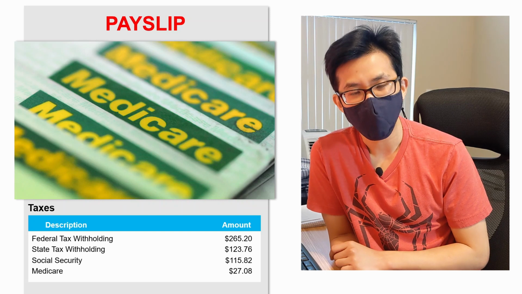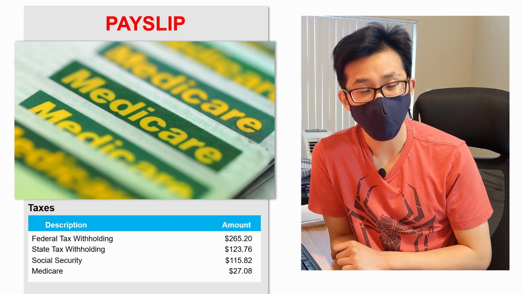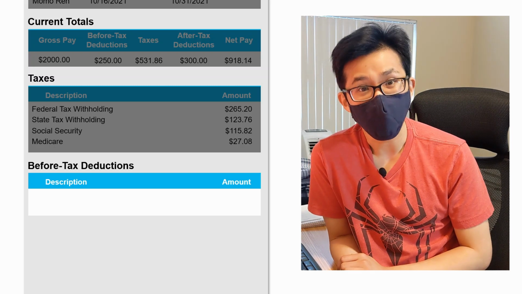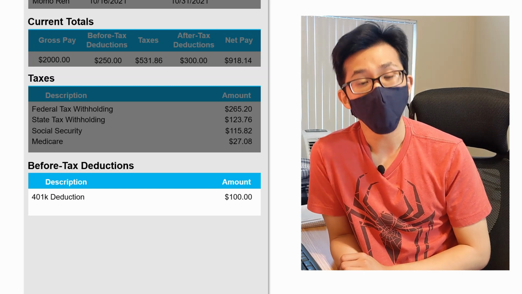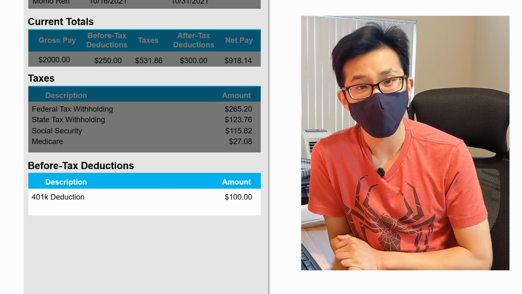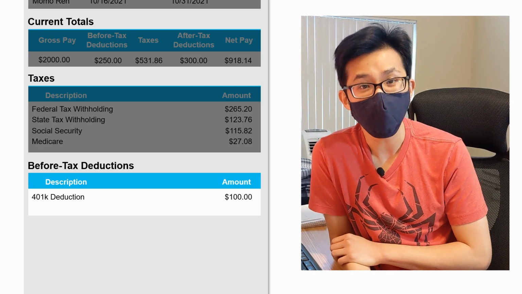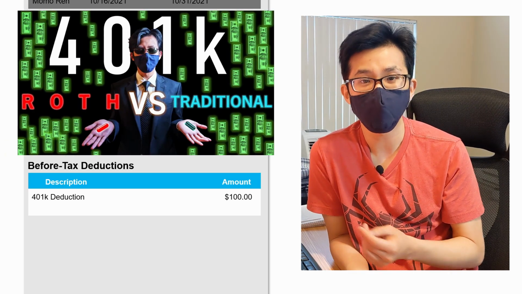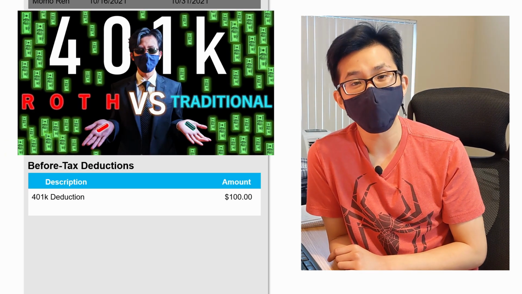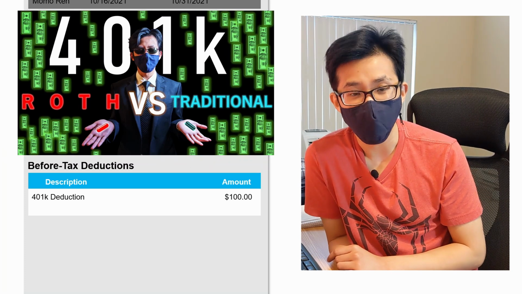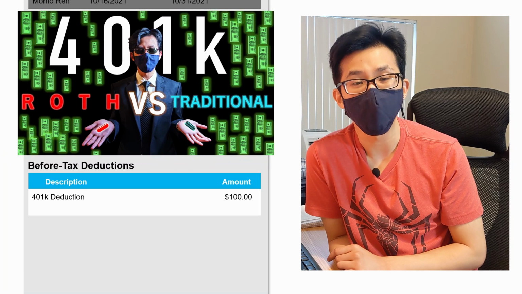Now that we know the types of taxes that will be imposed upon you, let's talk about before tax deductions. These can include things like your 401k deductions. If you contribute to a pre-tax 401k or a traditional 401k, your deduction will show up here. If you're unsure about the 401k in general or just want to know more about the differences between the traditional or Roth 401k, please check out my video on the 401k where I explain it in more detail.